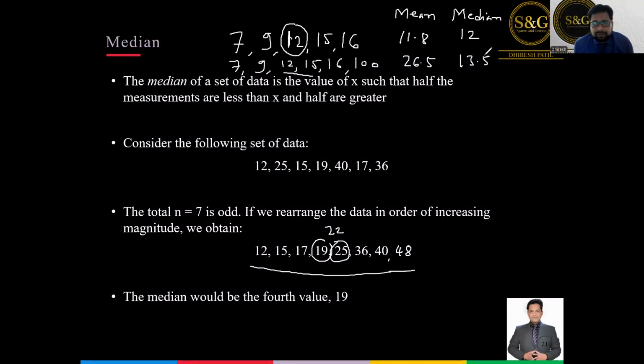There are 2 medians? No, you take the average of these. There will be only 1 median. You take the average of these 2. 12 and 15, you take the average.